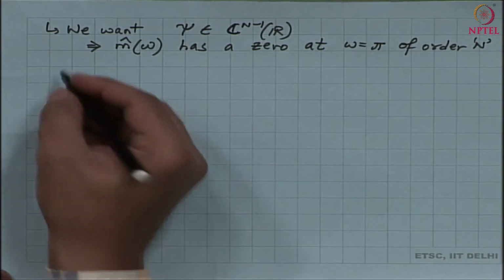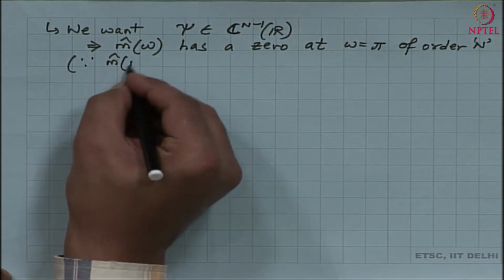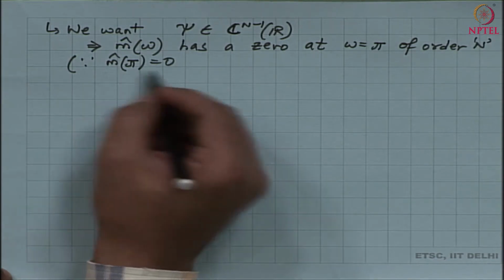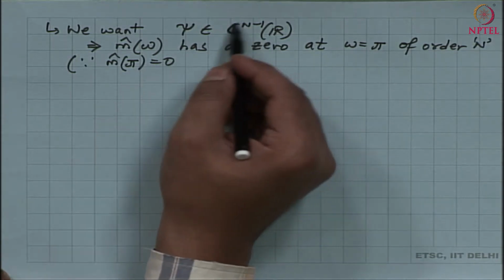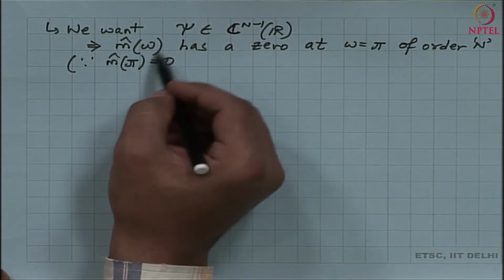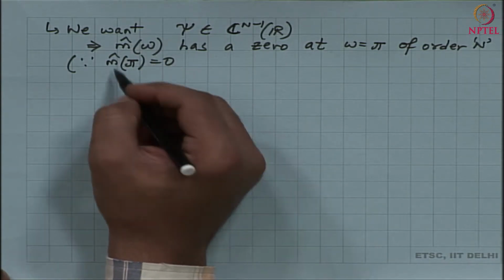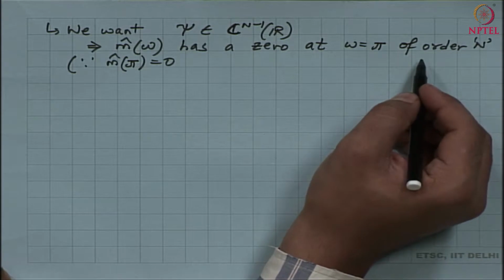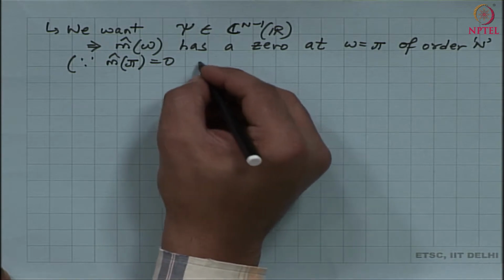Okay. Well, where is this coming from? Note that m hat of pi is 0. So, at least we have a root of my associated generating function at pi, which is of order 1. So, if we want the original function to be n minus 1 times continuously differentiable, then its corresponding value in the transformed plane, the associated generating function, must have a root of order n, one greater than the requirement.